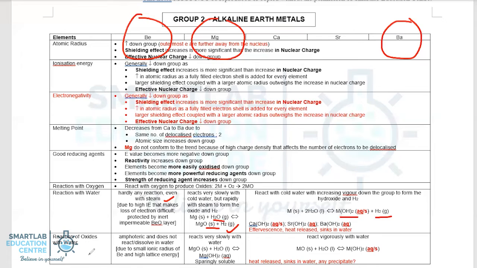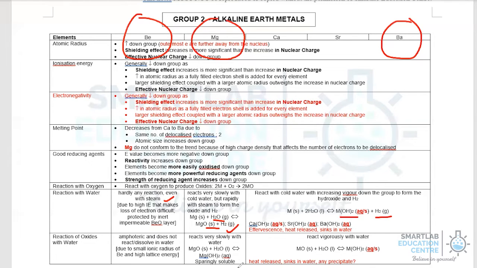Next, reactions of oxides with water. BeO, by the way, is an exception because it shares similar properties with your aluminium, as explained in the topic on diagonal relationship. And therefore, BeO is in fact amphoteric, so it does not dissolve in water. We can also explain that by talking about the extremely high lattice energy of BeO, given that the Be2+ has a high charge and an extremely small ionic radius.